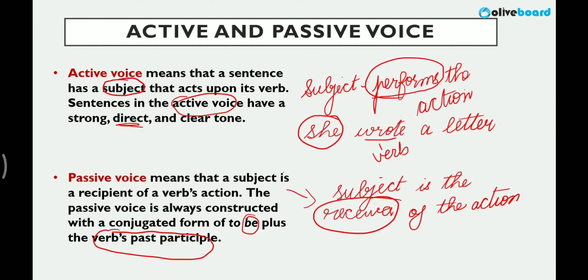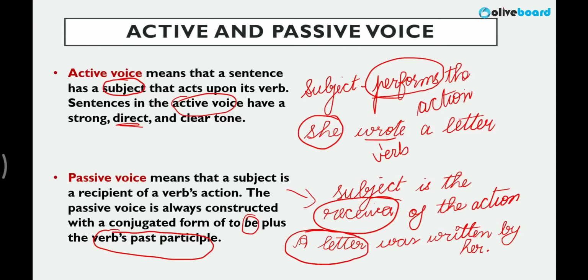The only difference is, when you show that in a sentence the subject is performing an action, we say active. But whenever we show that the subject is the receiver of the action, then we say the voice is passive. For example, a letter was written by her, right? Here the focus is not at all on the doer of the action. Instead, the emphasizing point is the letter. What was written? Letter, right? So this is the major difference between active and passive voice.